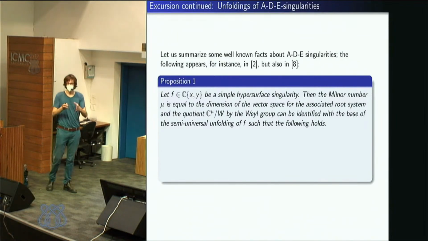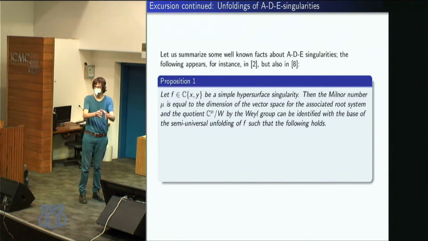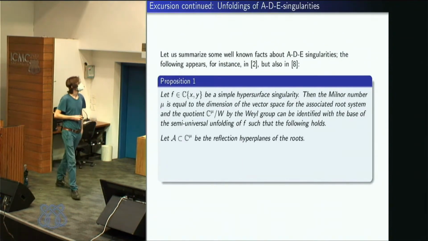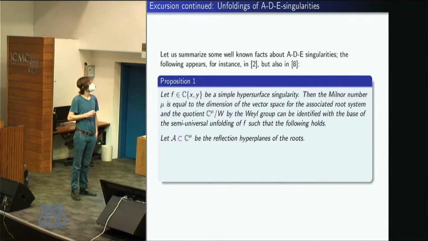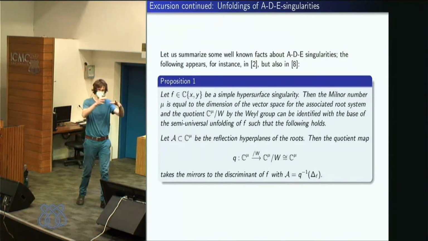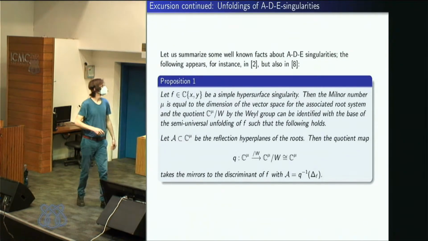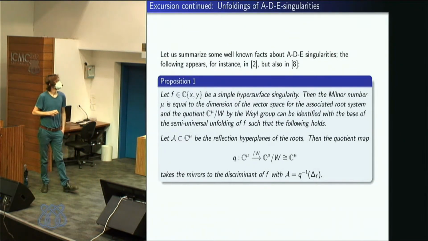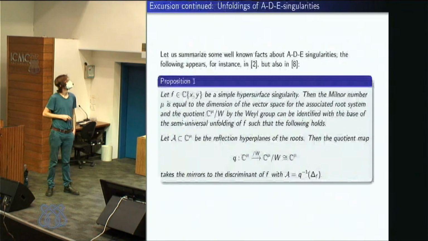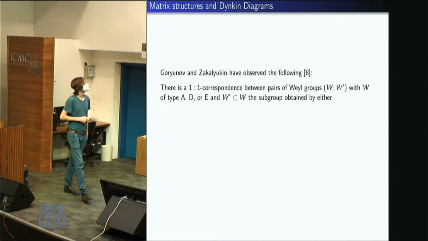So it's not a surprise that these Weyl chambers and Weyl groups appear in the theory of unfoldings of ADE singularities. So what's the statement? We have the reflection hyperplanes of the roots, call them curly A, and then we have this quotient map, and in the image, these original mirrors are somehow folded and squeezed together, and then we get the discriminant as the image of the mirror constellation.